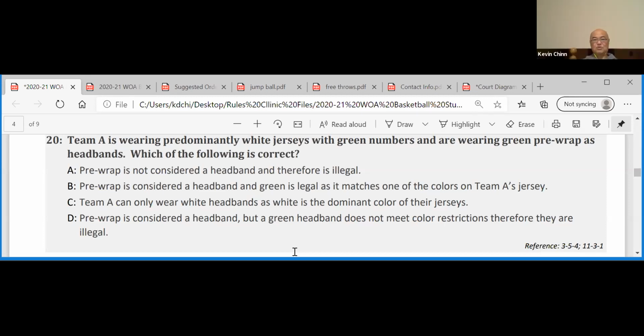So I'll give you a little hint on this question. Pre-wrap is considered a headband. Okay, but D. Then it's D. Look at volleyball girls, they use it all the time as a headband. Why is it D? Because the color doesn't meet the restrictions. What are the restrictions? It has to be the predominant color of the jersey. The jersey's white, even though it has green numbers, so I believe the wrap would have to be white as well.